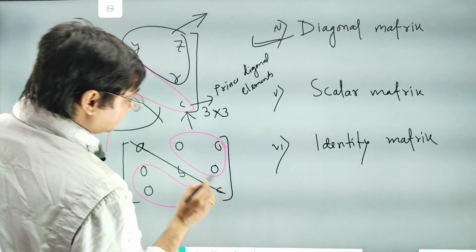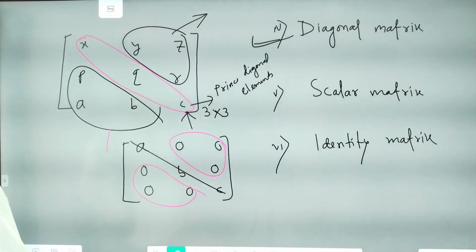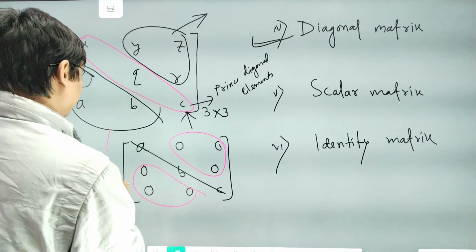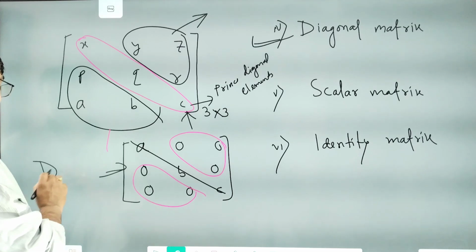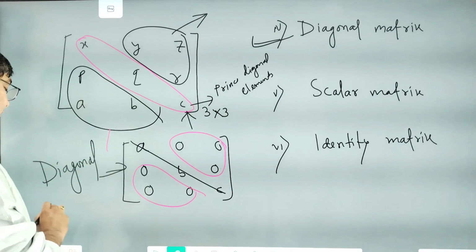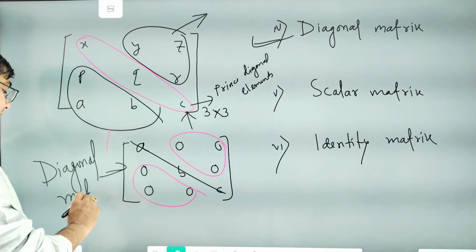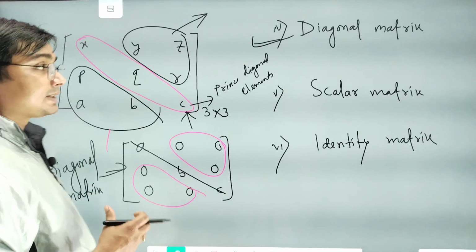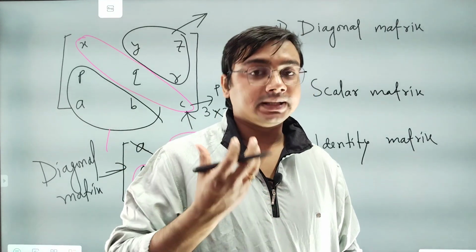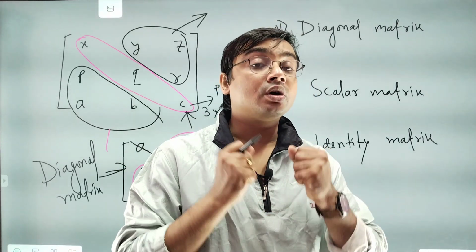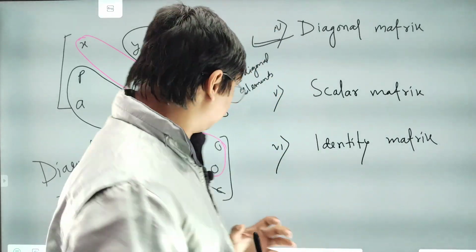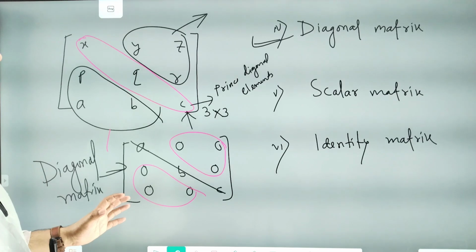You see, for this matrix all the non-diagonal elements are 0. Yes, this is the diagonal. So here all the non-diagonal elements are 0. That means this is an example of a diagonal matrix. So guys, a diagonal matrix is just a square matrix in which all the non-diagonal elements are 0. Okay, so this is an example of a diagonal matrix.